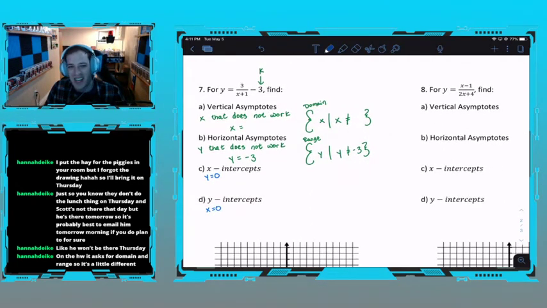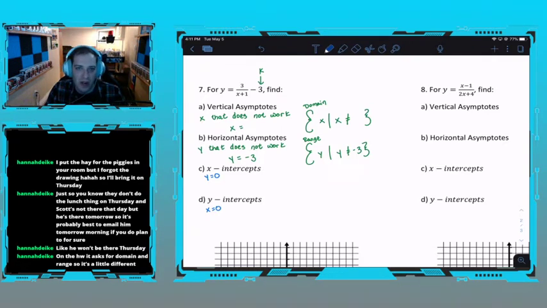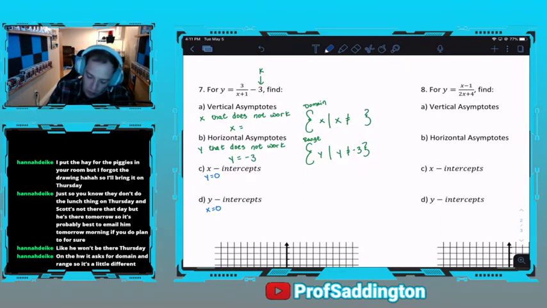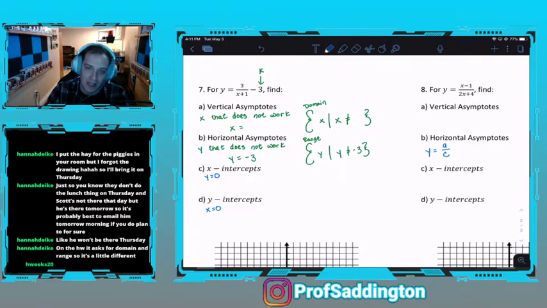Number 8 is almost identical. The only thing I have to show you guys is the horizontal asymptote because we don't have a K value in this one. So when you're looking for horizontal asymptotes, what we said is we had to find where y is equal to A over C.